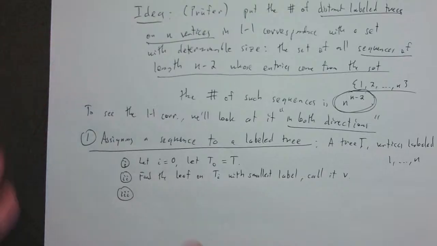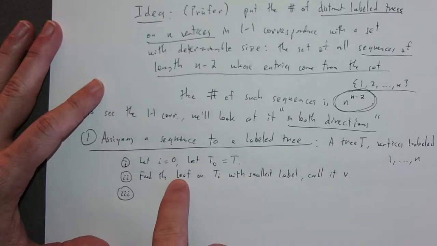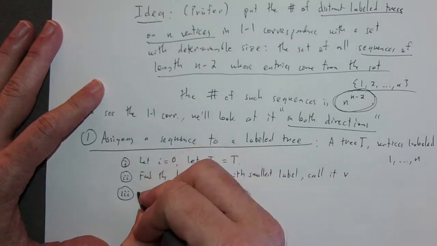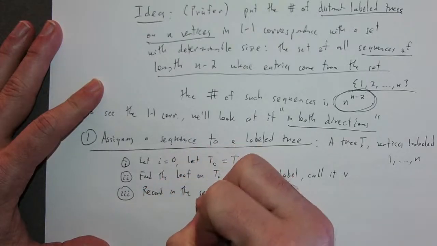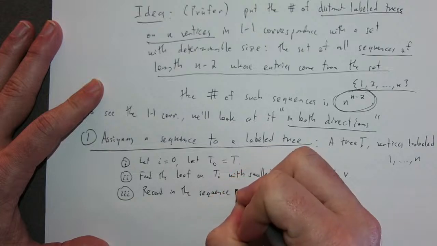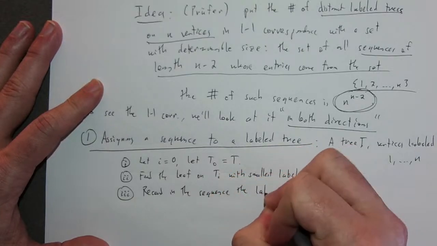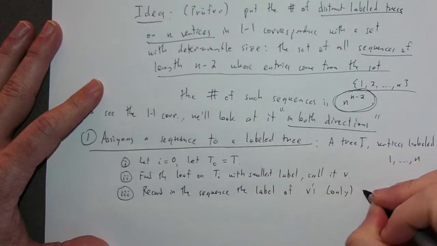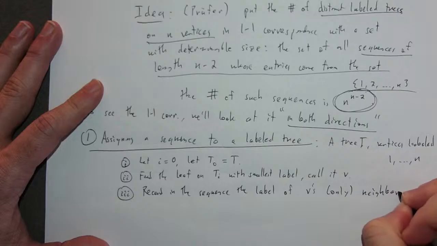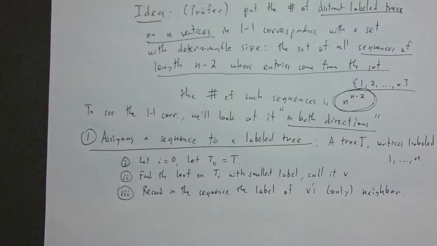I haven't described how to come up with a sequence yet. Right now I'm just identifying parts of the tree. Now I record in the sequence the label of v's neighbor. v is only going to have a single neighbor because it's a leaf, so it has degree 1. So record in the sequence the label of v's only neighbor. I'm just stressing that at this step you should not have a choice. That gets recorded in the sequence.